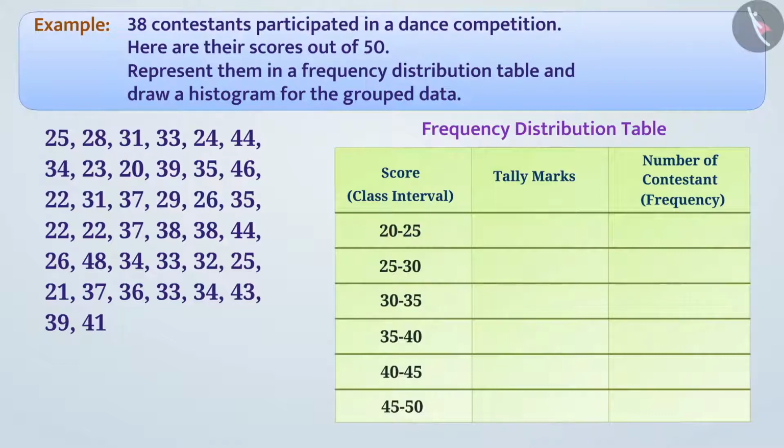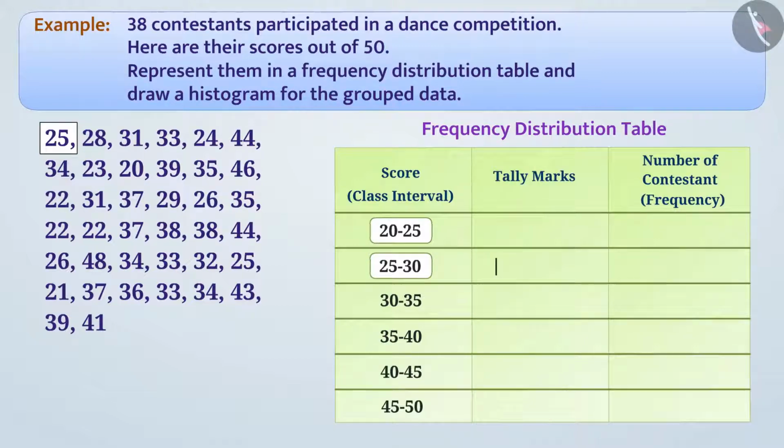Then we will take the scores one by one and represent it using the tally marks in the appropriate class interval. Here, 25 is included in these two class intervals. Keep in mind that common observation will always be included in the higher class interval. So, 25 will be represented in the class interval 25 to 30.